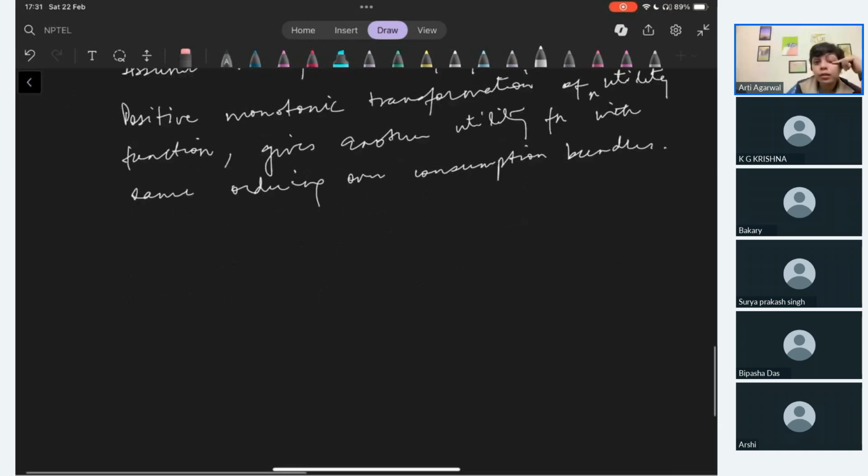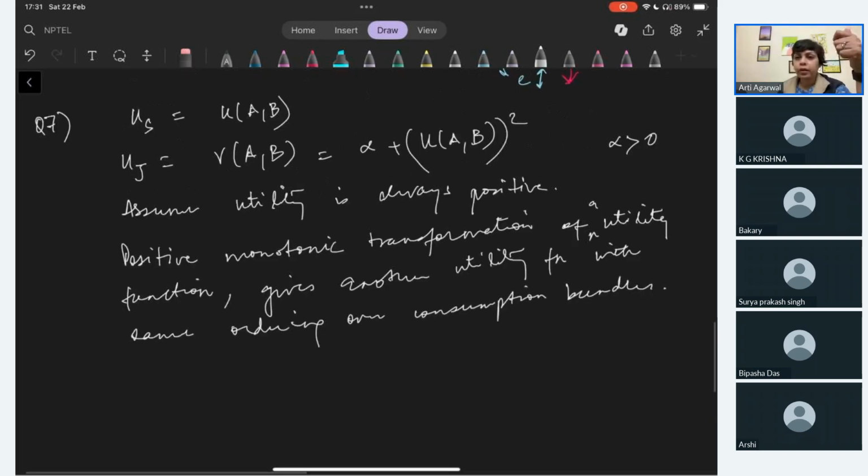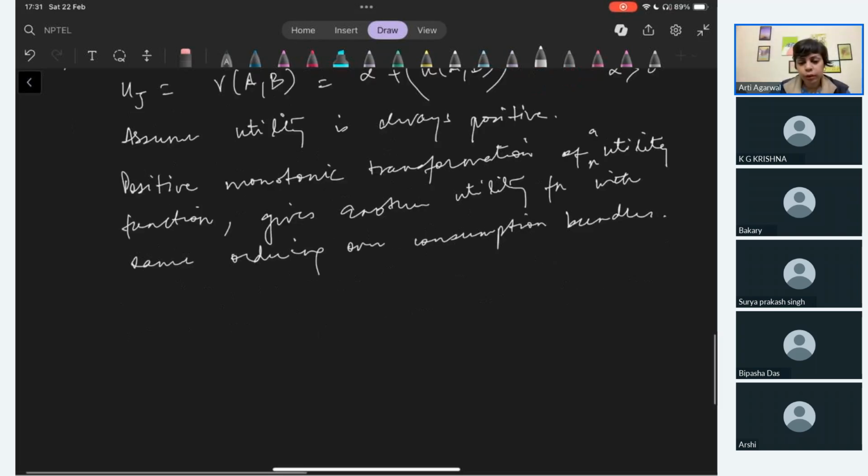So in this case, the utility function u is first squared. Square is a positive monotonic transformation. Then you're adding a positive constant alpha to it, and that is also a positive monotonic transformation. Now, if you want, you can define this function and see how it works out. You can take some example. Let me see, I had taken one example last time.